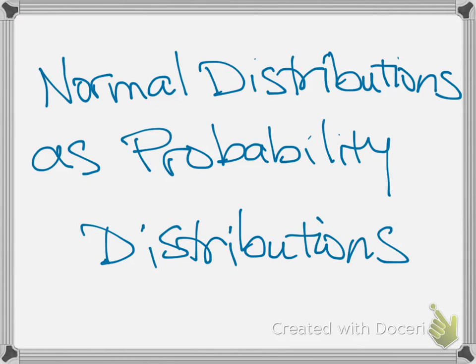We talked about normal distributions back in Chapter 2, and we haven't really talked about them much since then, but they're coming back. And in this case, we're going to talk about a normal distribution as a probability distribution, because that's just another way to think of that normal distribution that we discussed earlier in the year.